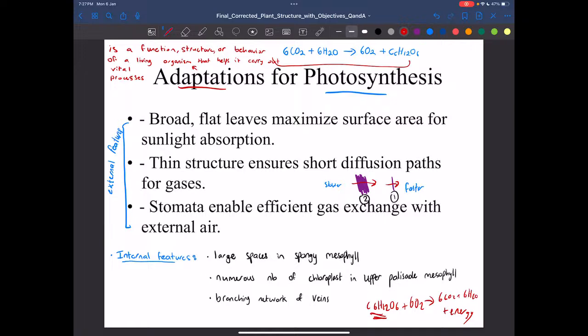Now, if you don't have a branching network of phloem and xylem, they're not going to be able to perform cellular respiration. Okay, so that's why this branching network is important. So they get energy, and they use that energy also to perform other processes such as photosynthesis. Okay, is that clear?